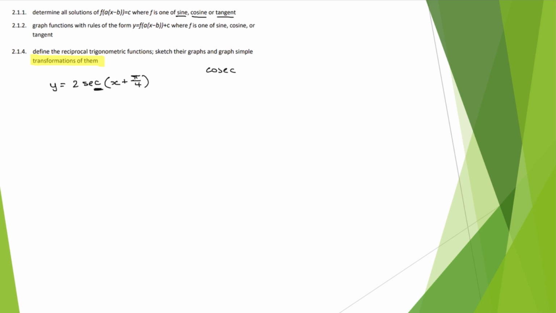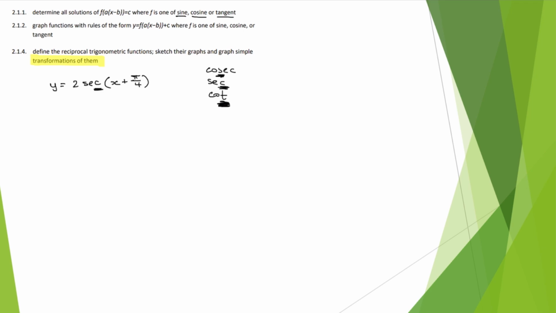So one of the things I should mention is cosec, sec, and cotangent. The third letter corresponds to the basic trigonometric function it corresponds to. Cot corresponds to tangent, sec corresponds to cosine, and cosec corresponds to sine. Okay, that's just a useful memory tool.